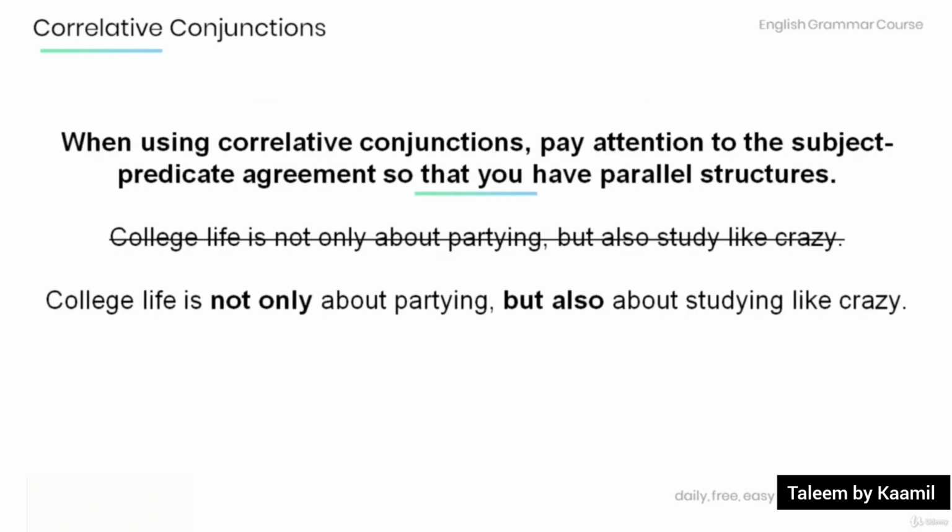Now, when using correlative conjunctions, pay attention to the subject-predicate agreement so that you have parallel structures. Have a look at the examples below. College life is not only about partying, but also study like crazy. Now, this sentence would be incorrect. The correct form would be: college life is not only about partying, but also about studying like crazy.